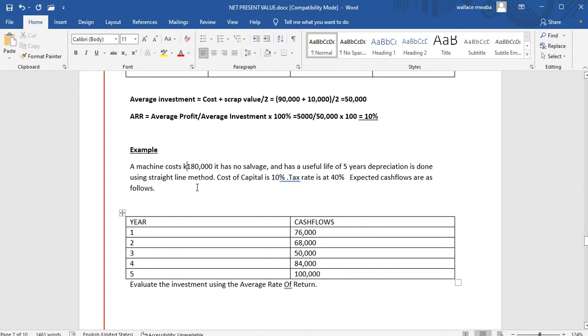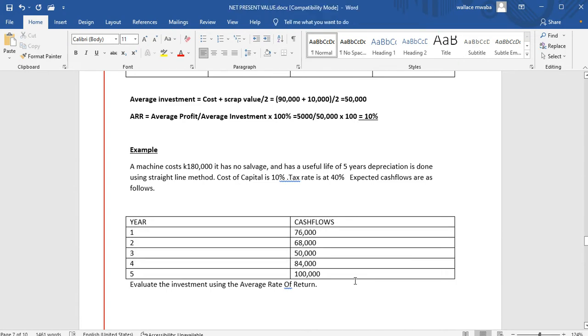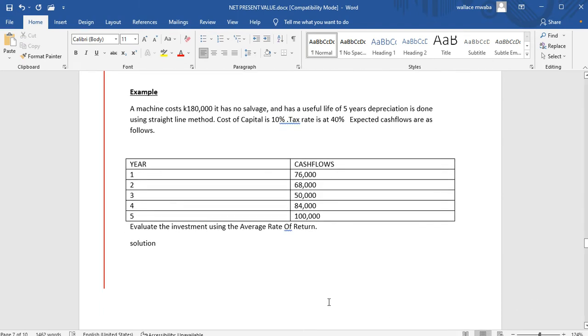Okay, as we can see in this table, they've told us to evaluate the investment using the average rate of return. So what we're going to do is save a solution. Let us calculate. Remember, we are focusing on profit, so let's calculate our depreciation and also the tax, so that we can get our profit. Depreciation equals cost minus scrap value divided by the number of years.